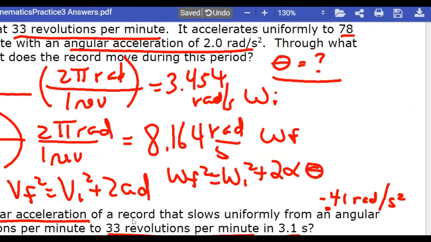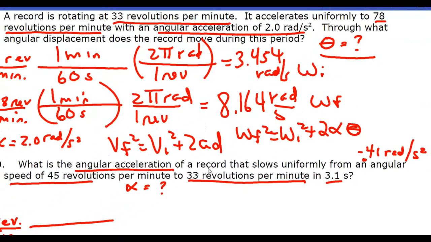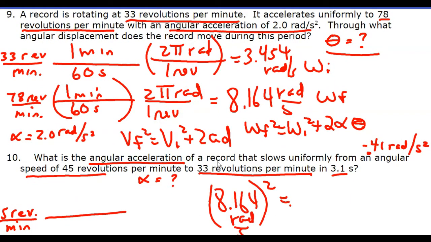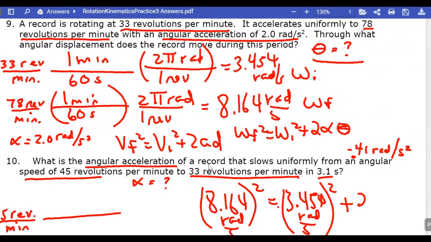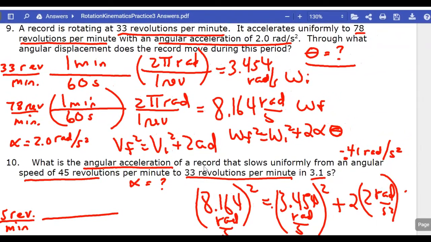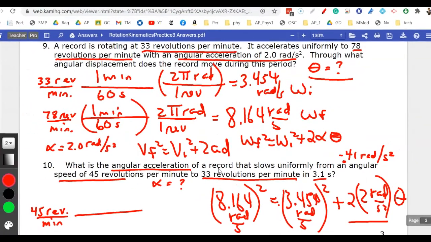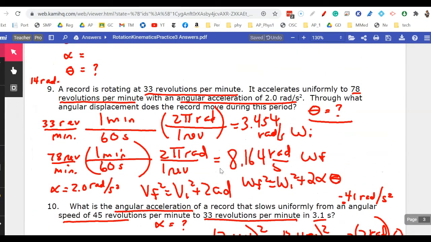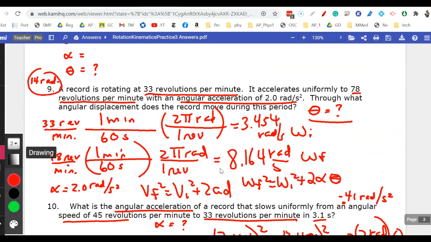So I've got to put my stuff in. What did it start out at? It started at 33, which is 3.45. Squared, and then it's a math problem, right? Square the 8.164, minus parentheses 3.45 squared, end of it, divide everything by 4, that's 2 times 2. And the answer should be 14 radians. All right, I'll get to 10 in a little bit.